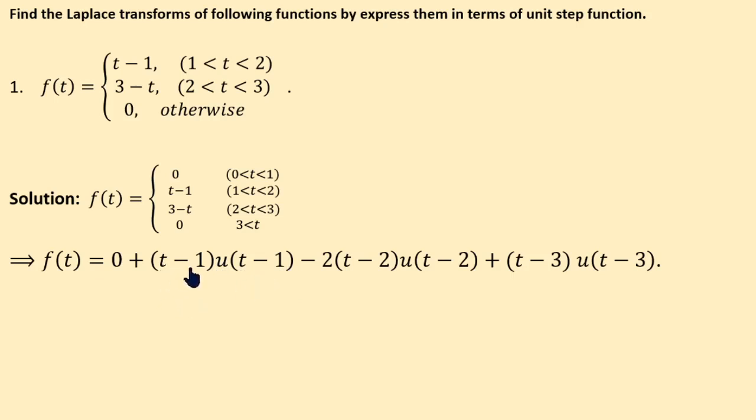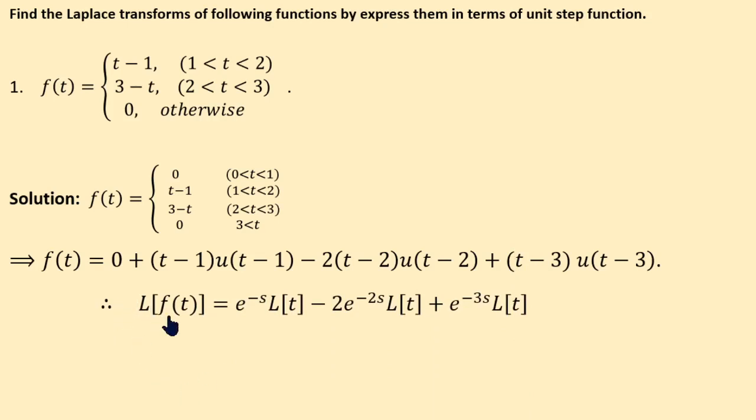So f of t is t minus 1, f(t plus 1) is t plus 1 minus 1, so t. Here also e power minus 2s Laplace transform of f(t plus 2). This t plus 2 minus 2 is t, that means (t minus 2) times Laplace transform of t. Here e power minus 3s into Laplace transform of f(t plus 3). T is replaced by t plus 3, t plus 3 minus 3 is t. So Laplace transform of t.